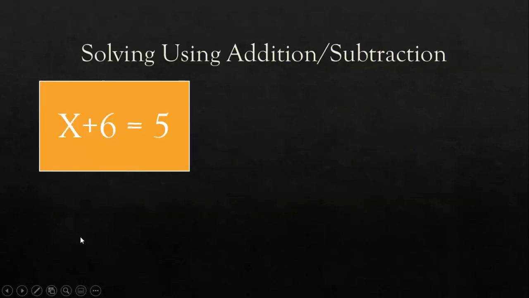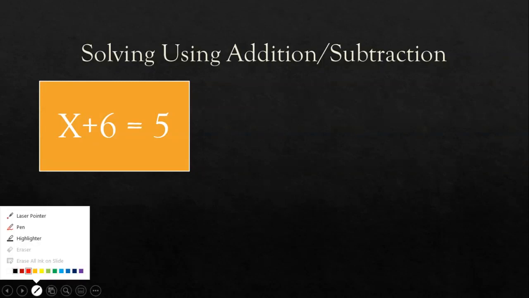Okay, that was weird. Okay, solve using addition and subtraction. So the first thing we're going to look at is solving for, we're just going to keep it simple with x, but we're going to solve for this variable using addition and subtraction. So firstly, why are we using addition and subtraction?